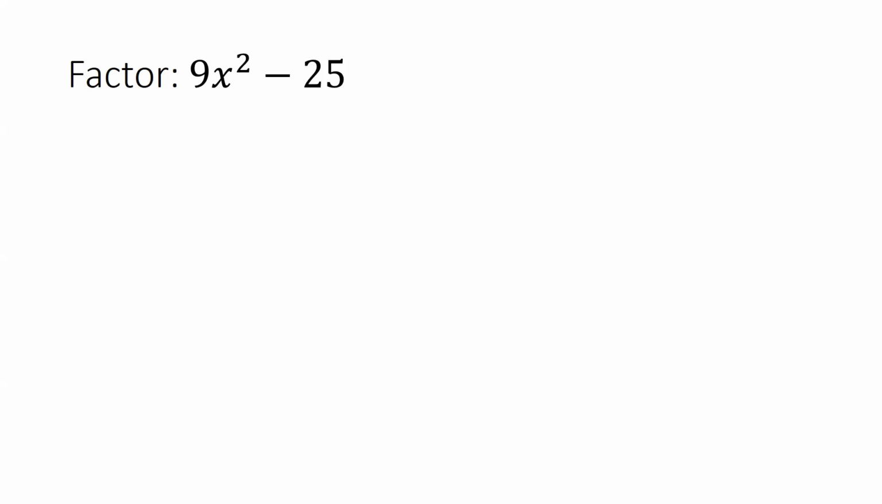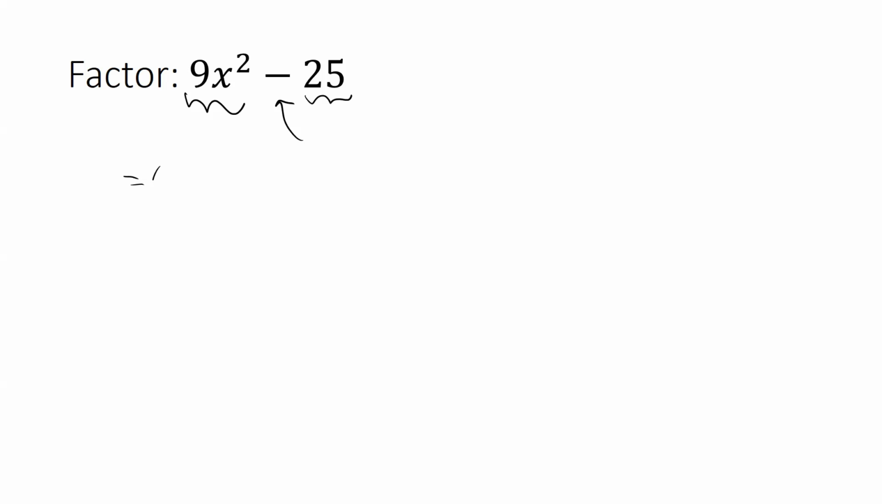To factor this problem, you look to see if there's something in common. You notice that there is not something in common. But then you look at the next term to see if it's a difference of perfect squares. 9x squared is a perfect square, and 25 is a perfect square. They're separated by a negative sign, so we have a difference of perfect squares.